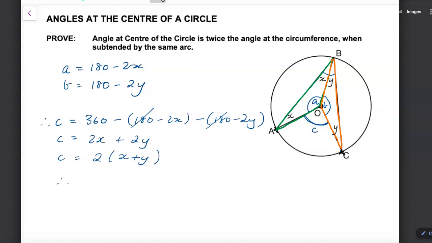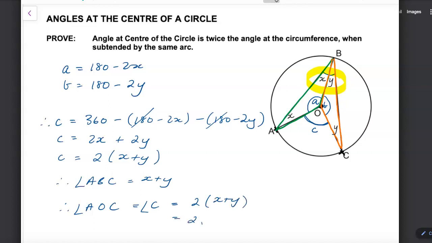And we can see that the angle ABC is represented by x plus y. Therefore, the angle at the centre, AOC, which we've called angle C, is represented by 2 lots of x plus y, which is 2 lots of that angle at the circumference. So we have proven the first circle theorem. The angle at the centre is twice the angle at circumference when subtended in the same arc.